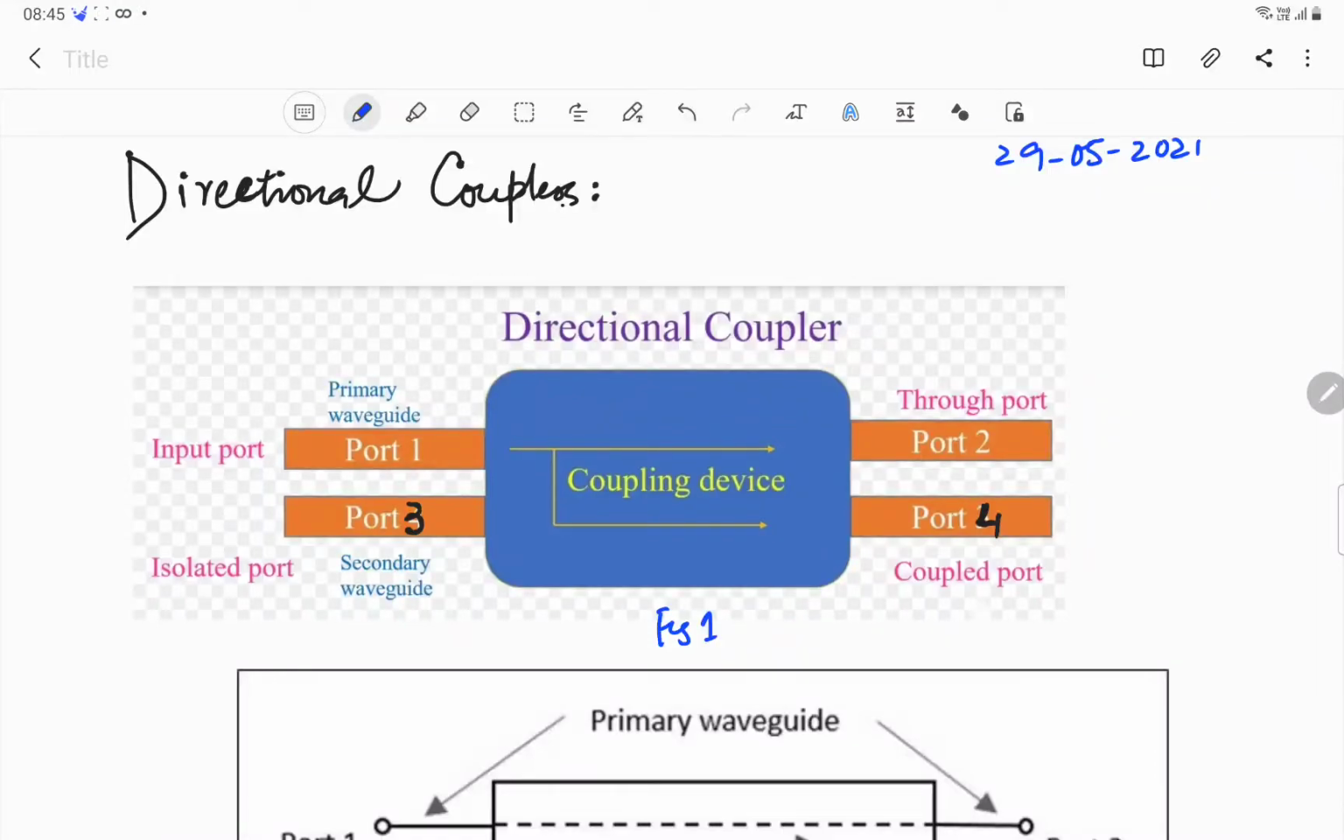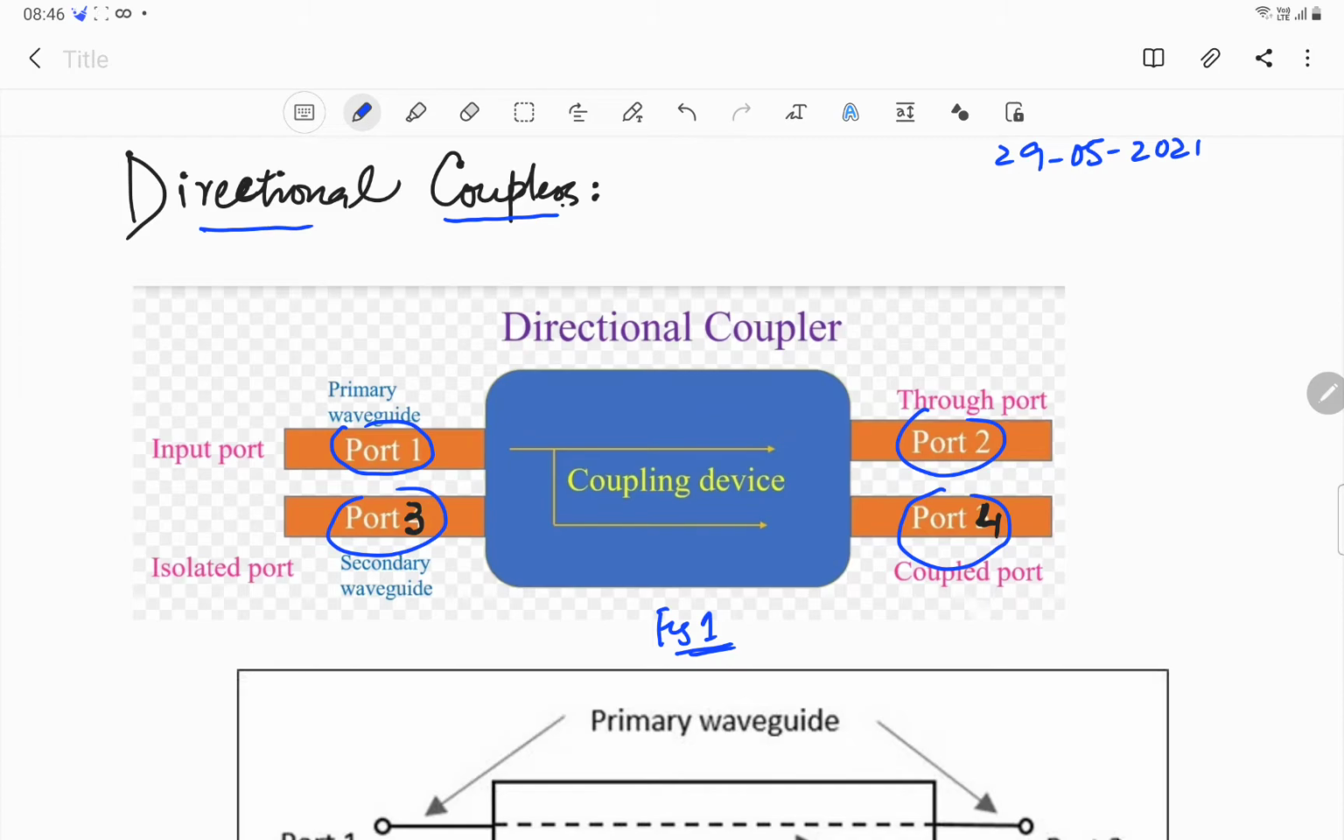I welcome you in this lecture on directional couplers. So figure 1 shows a directional coupler. As can be seen from the figure, a directional coupler is a 4-port junction. We have port 1, port 2, port 3 and port 4. This is the port number 4.